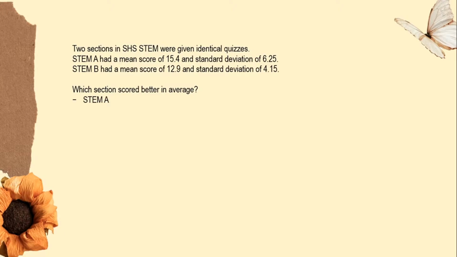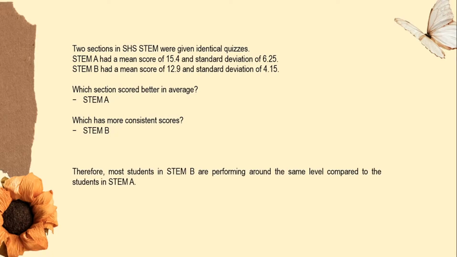Since STEM A has a higher score, which is 15.4, then we can say that STEM A scored better in average. Next is, which has more consistent scores? Now, if your answer is STEM B, then you are correct. Why STEM B? Because STEM B has a standard deviation that is less than STEM A. Therefore, most students in STEM B are performing around the same level compared to the students in STEM A.